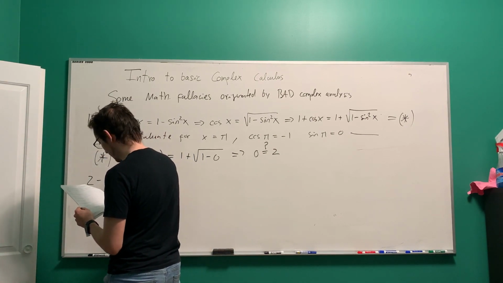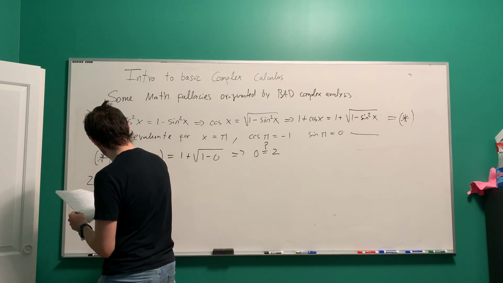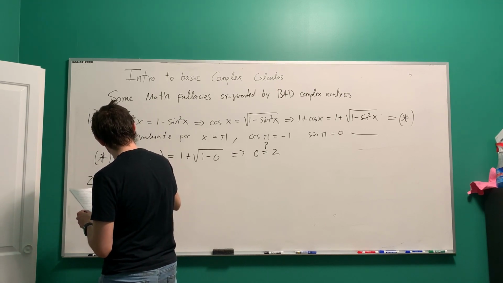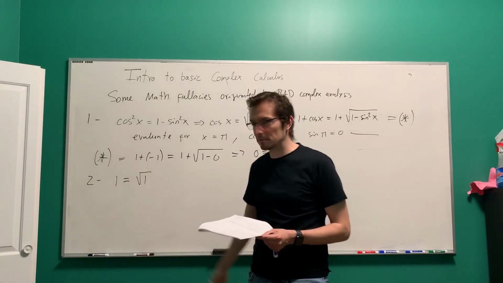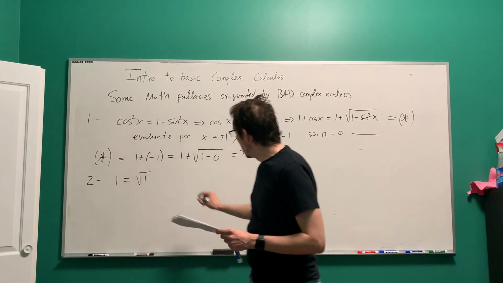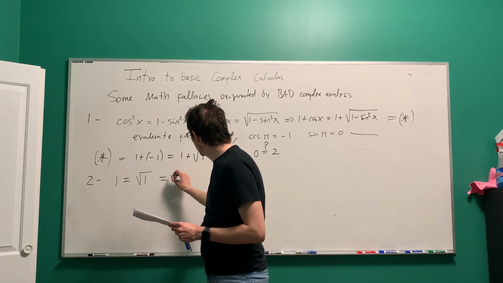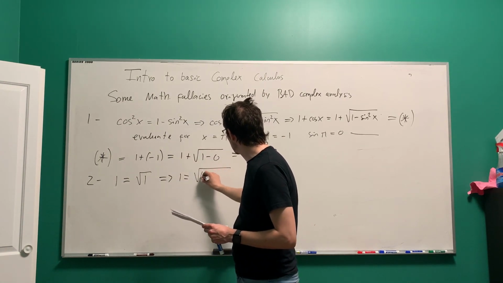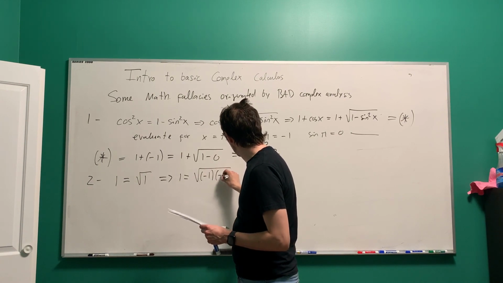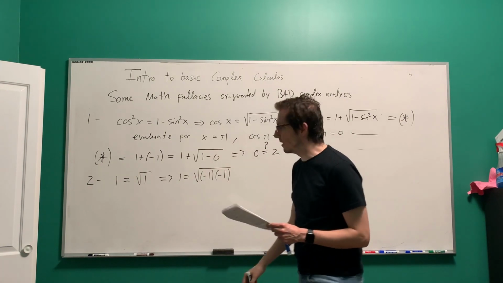Let's do this. I take 1 equals the positive square root of 1. That is correct, no? If I take the positive square root, there is no problem with that. But now, I can write 1 equals the square root of minus 1 times minus 1. Multiply, that is 1.